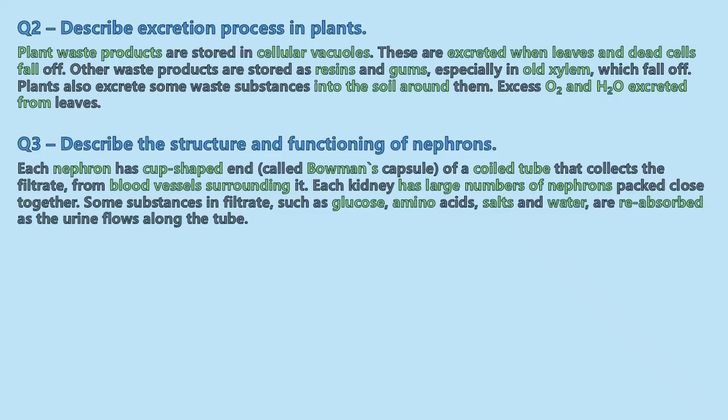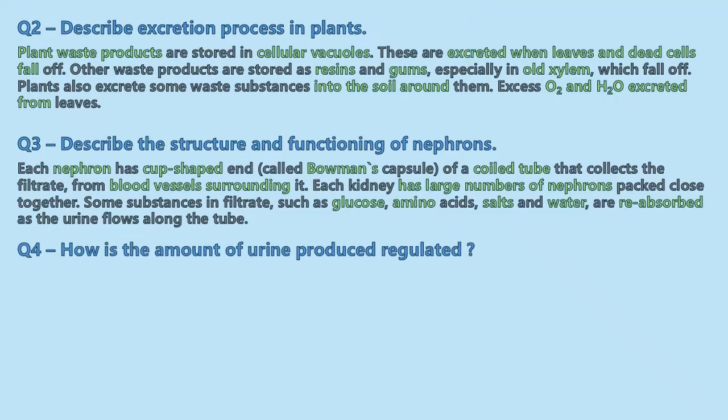Each kidney has a large number of nephrons packed close together. Some substances which might be necessary, such as glucose and amino acids, are reabsorbed, but the rest of the unwanted product moves as urine and flows into the long tube, which is called the ureter. So this is the structure and functioning of nephrons.